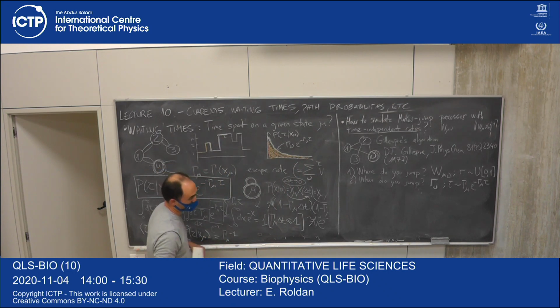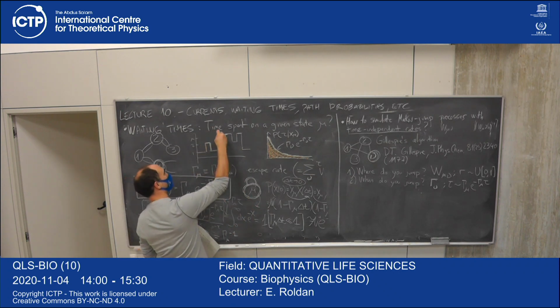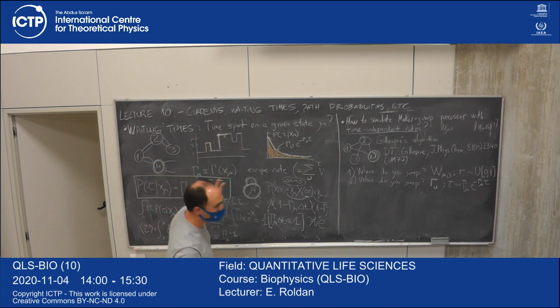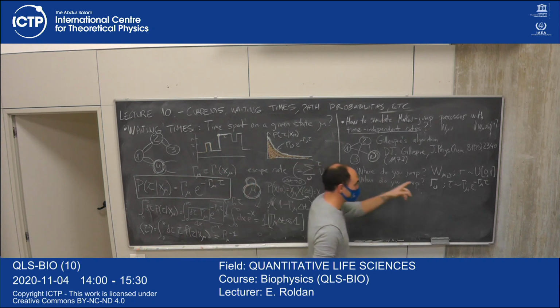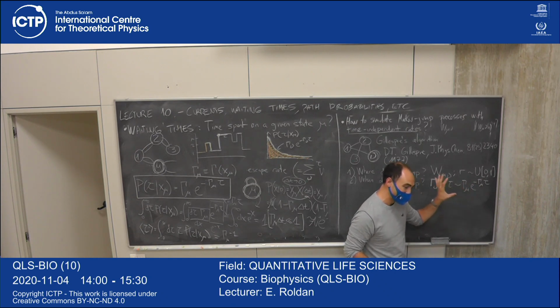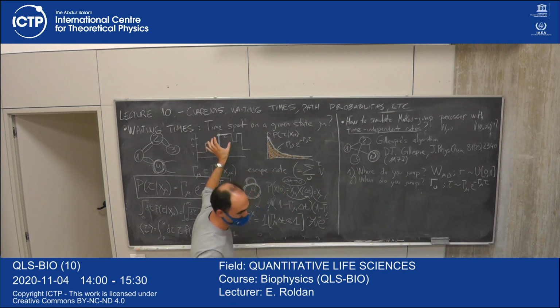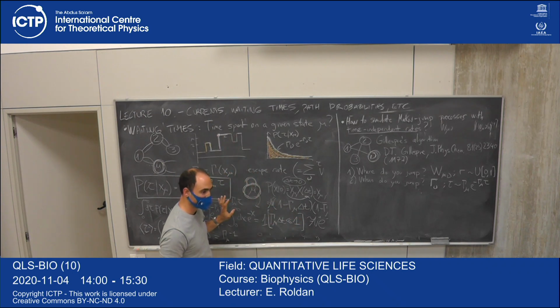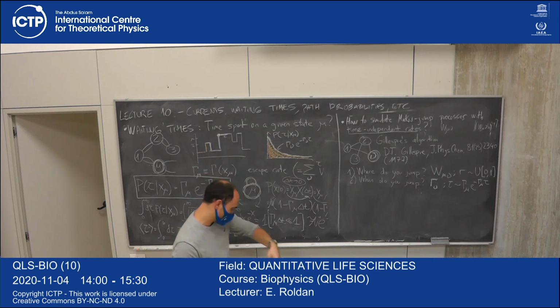So the main point is the following. Every time you jump here, you throw two random numbers. This R and this tau. The tau is very simple. Wherever it comes out of this tau is the time you will spend in this state. So if it turns out the tau is 1.3 seconds, you will be here 1.3 seconds. Very easy. Now the question is what to do with this R. And this is what I'll try to explain to you.